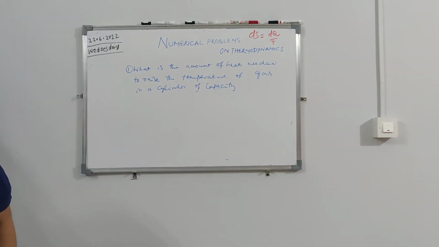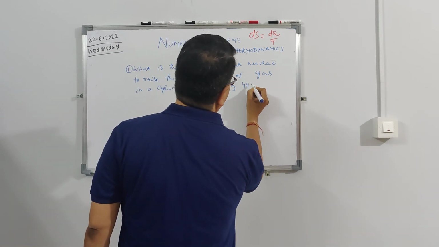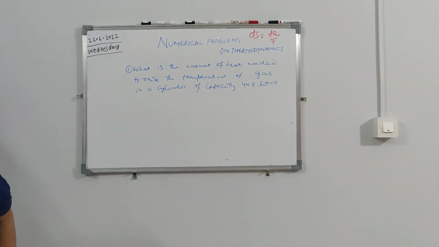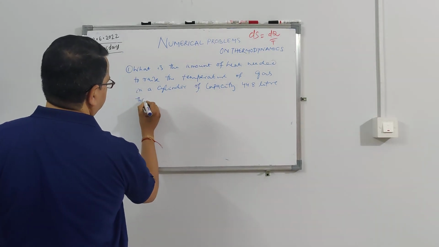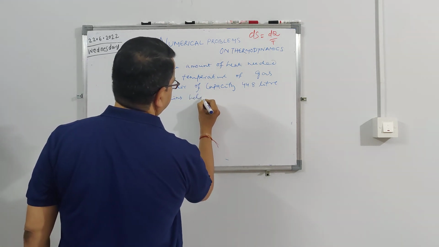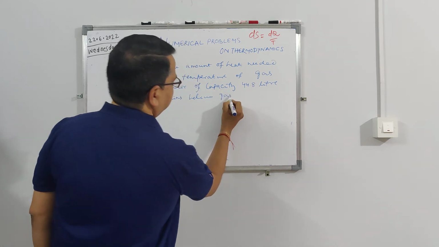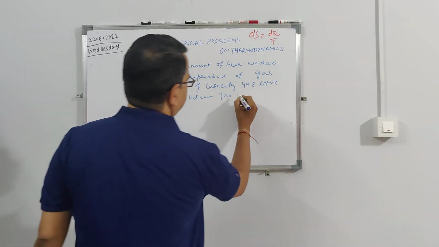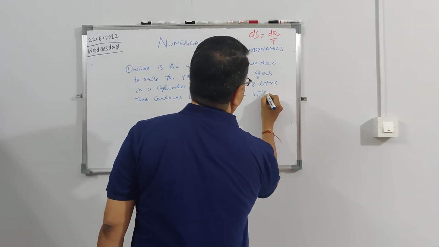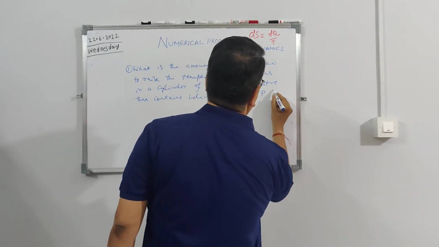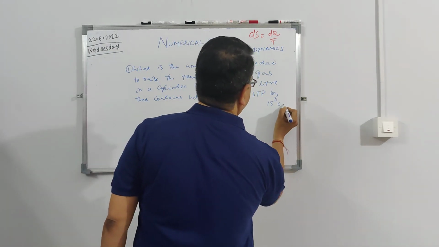The cylinder is of capacity 44.8 liter that contains helium gas. So this is a tricky question. That contains helium gas at STP. That is called standard temperature and pressure. STP, to raise by 15 degree centigrade. So this is the question.